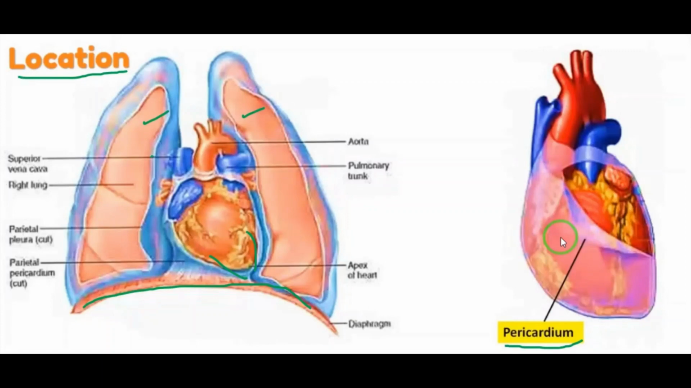So these are the two functions. What are the two functions? Reduces friction during heartbeat and protects the heart from mechanical injuries. Have you all understood?